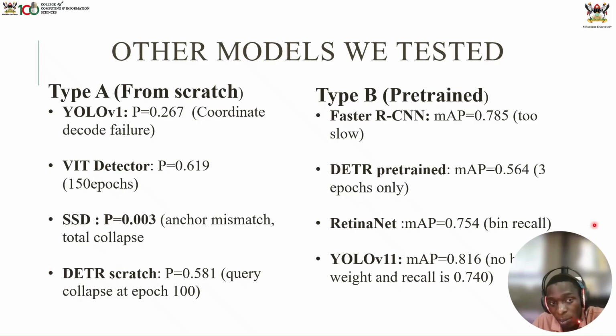Then in type B, we had the pre-trained models. The Faster R-CNN hit a mean average precision of 0.785, but only at 10.5 FPS, which is too slow for edge computing. We also had a pre-trained DETR, which got a MAP of 0.564 after 3 epochs with zero bin detection. We also looked at RetinaNet, which got a MAP of 0.816 at 86 FPS, but its recall was 0.740 versus our 0.787 on the YOLOv8s, and it used no bin class weight. We also had a 37% bin average precision. So in this case, the YOLOv8s with weights wins at every safety metric, which our problem really prioritizes.